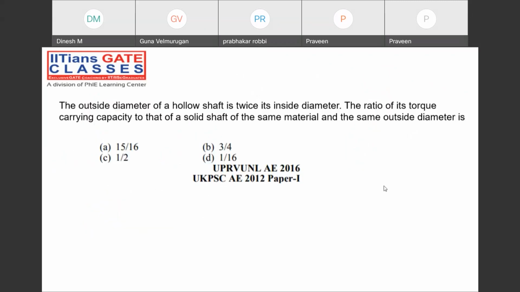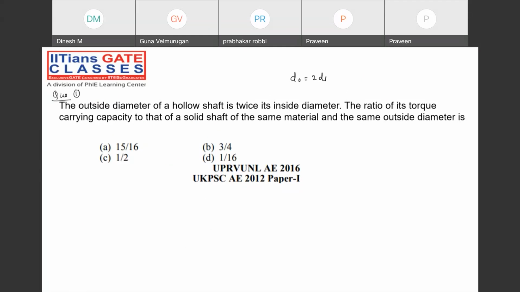Now we will try to solve some of the problems. That is a very, very interesting problem that we are going to have. Question number 1. With respect to torsional point of view, the outside diameter of the hollow shaft is twice than its inside diameter. That means hollow shaft is there. The ratio of the torque carrying capacity, to basically that of the solid shaft of the same material and same outside diameter.